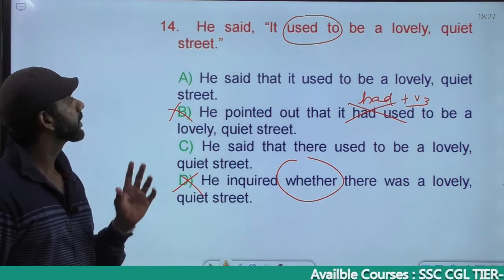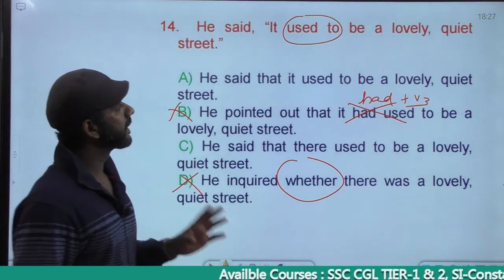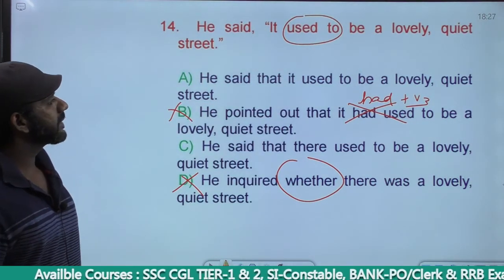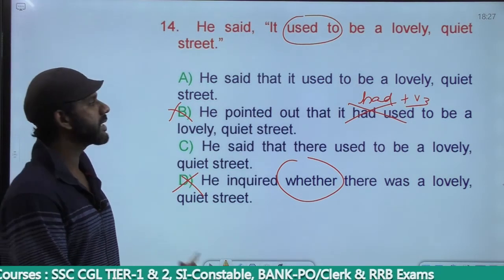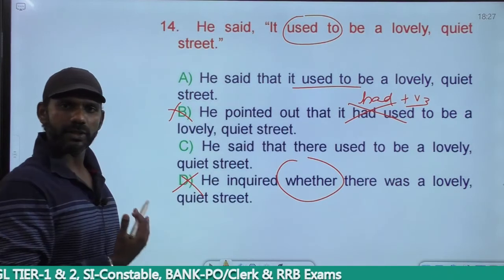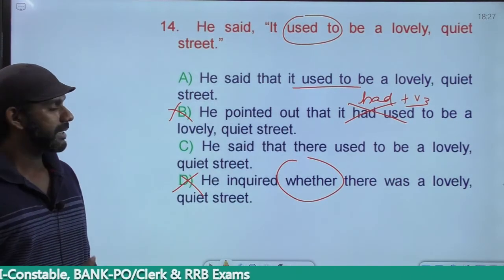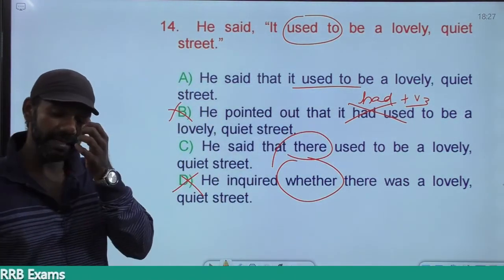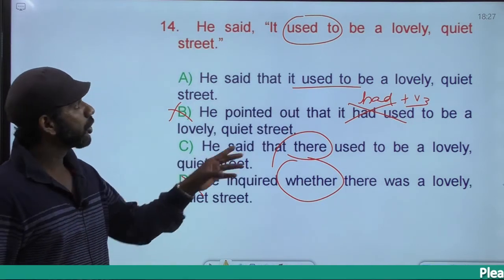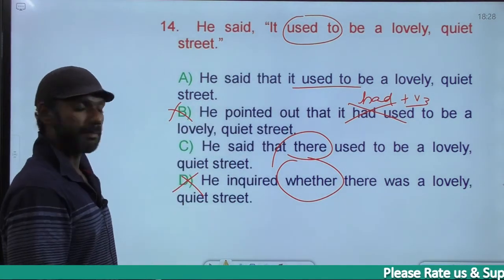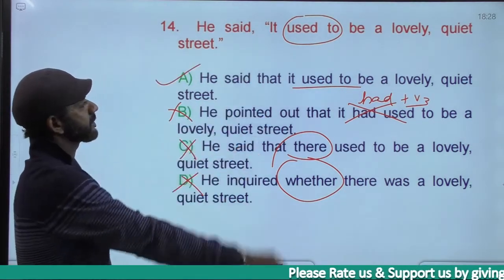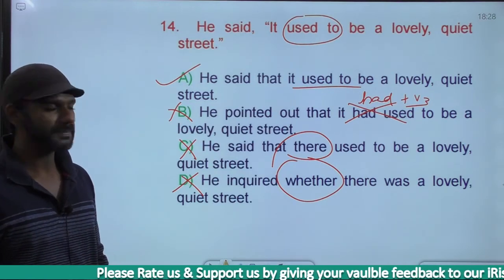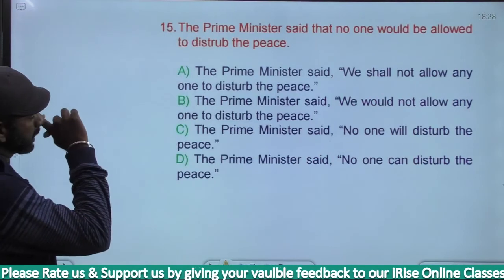The meaning should remain the same. He said, it used to be a lovely quiet street. Come to option A. He said that it used to be a lovely quiet street. The same tense and category, and the meaning also remains the same. Leave it. Come to option C. He said that there used to be a lovely quiet street. There refers to place. Here and there refer to place. There's no place talked about in the sentence. The meaning is completely different. Option C is eliminated. The answer must be A. Got it? Come to the next one.